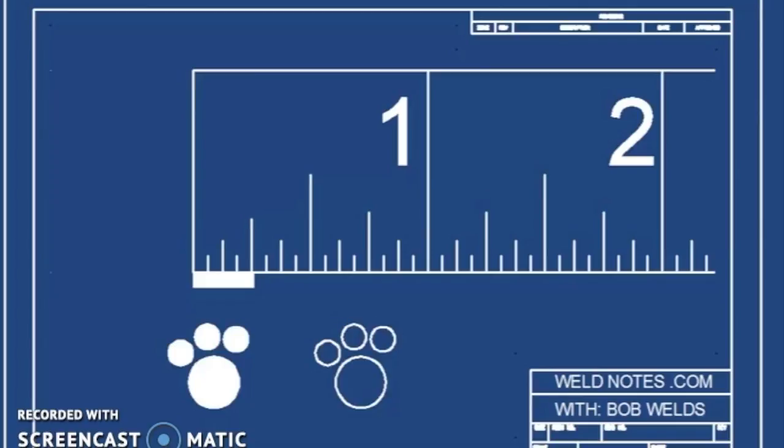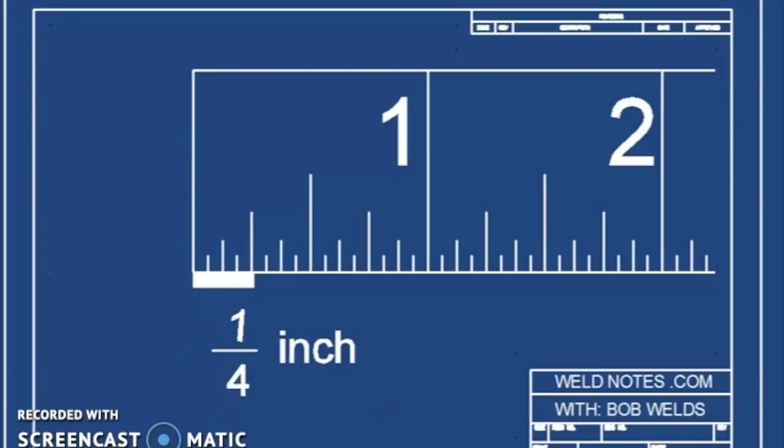Take this example. The correct answer is 1/4. If you said 2/8 or 4/16, you were close. You just didn't reduce the fraction.